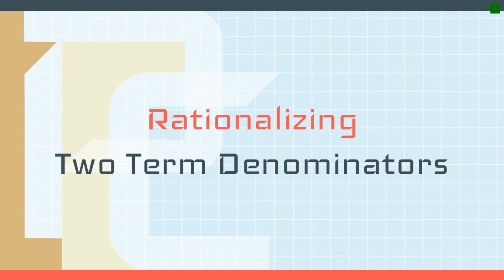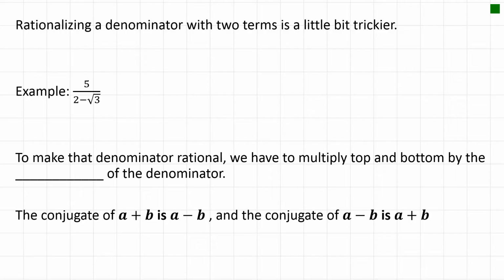Rationalizing two-term denominators. Previously, we rationalized denominators where there was only a single term in the denominator. But when you have two terms in the denominator, things become a little bit trickier.